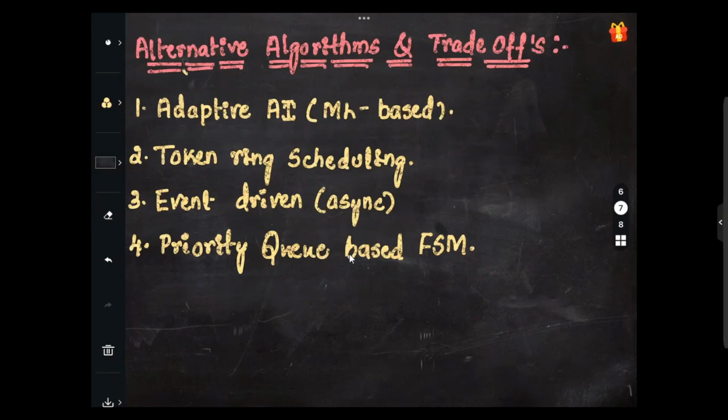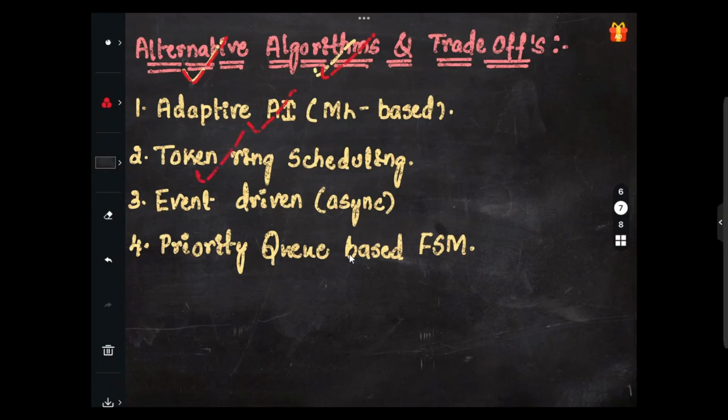Next, let's move on with the alternative algorithms and the trade-offs, right? So the first one here is adaptive AI, nothing but ML based. So this is one of the algorithms that we can go with. The main advantage or the pro of this one is we can go with a dynamic adjustment via sensor data. And the trade-off is it needs data and training, right?